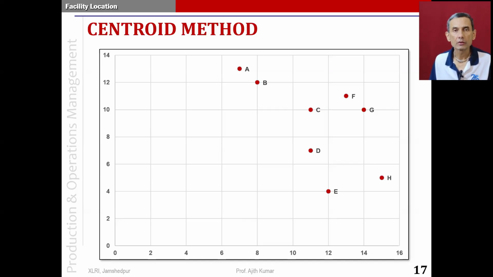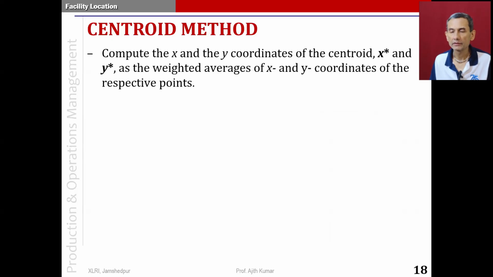To identify the coordinates of the warehouse location, we apply the centroid method. The centroid method gives us the X and Y coordinates of the proposed location. So how do we compute these X and Y coordinates? The X coordinate is computed as the weighted average of the X coordinates of the 8 customer locations. So if we take the X coordinate of each customer location and then take the tons, the quantity to be shipped, as the respective weights for these 8 locations, then a weighted average would be computed by this formula.